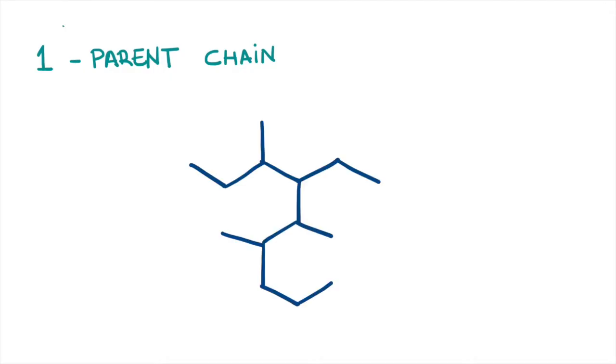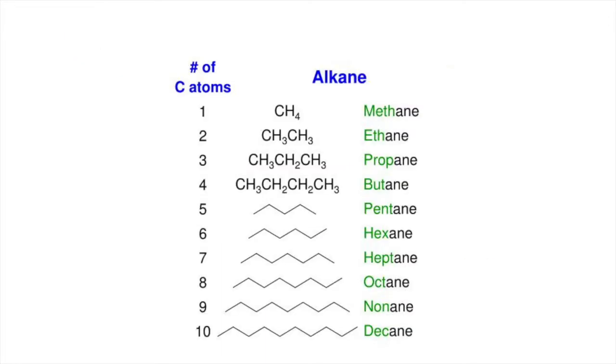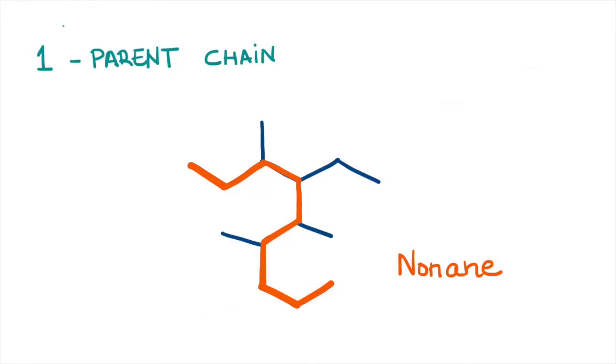Look at this molecule and try to identify the longest possible chain. It will be this one. Because it has 9 carbons, it will be called nonane. Look at this table. For this class, you should be able to name a molecule with up to 10 carbons. Everything else is what we call substituents of the parent chain. These are the substituents in our example.